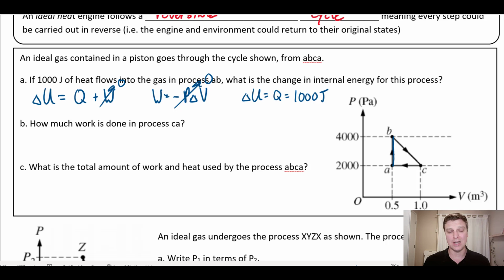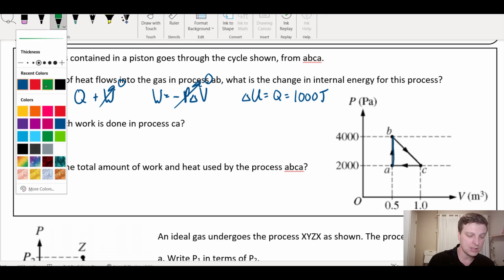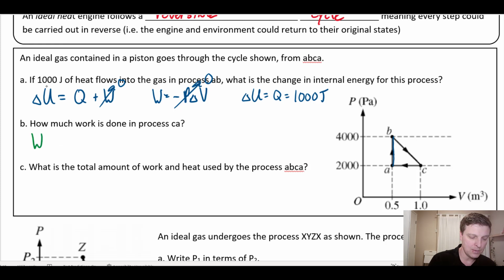So how much work is done in process CA? We want to find the work done in process CA. Well, I know that work is negative P delta V, and you can see that process CA is an isobaric compression. We're staying at a constant pressure and decreasing the volume. So I can use this formula in this case, because it's just going to be the pressure, which is 2,000, times the change in volume.